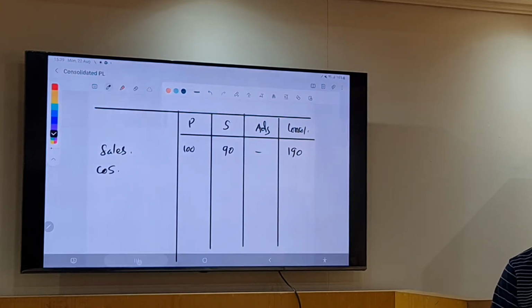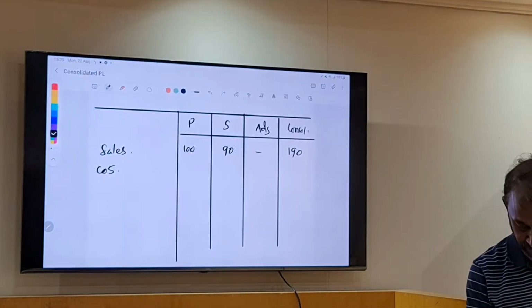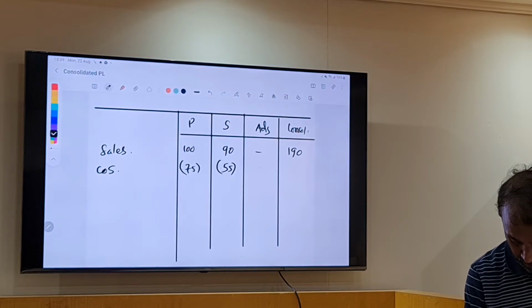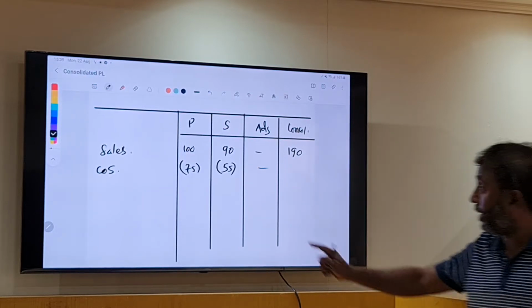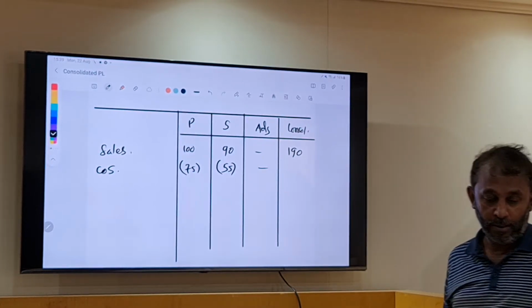Cost of sales: 75 and 55. No adjustment. So, what is the total quickly? 130.